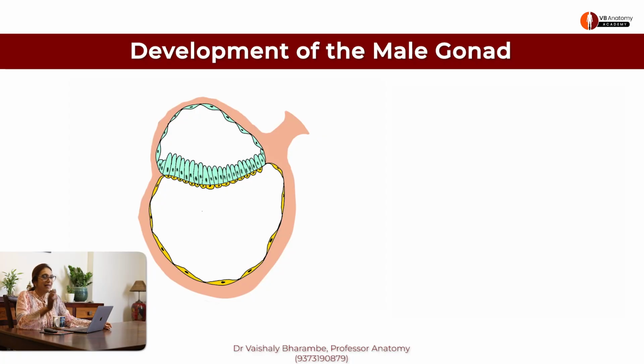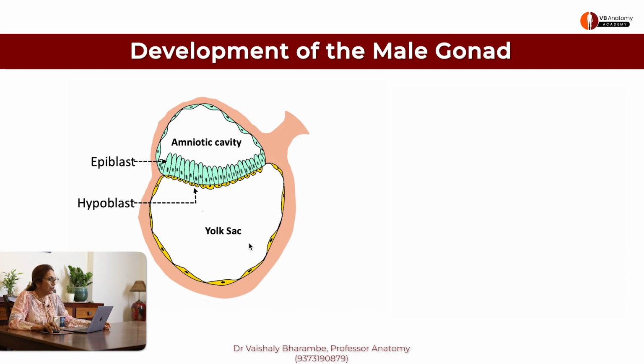Okay? So now let's look at this image. Hopefully you find it familiar. This is the epiblast, this is the hypoblast, and this therefore is the bilaminar embryo. Okay? That's the amniotic cavity, that's the yolk sac, and that's the connecting stalk. Yes, this is quite a familiar image for all of you.